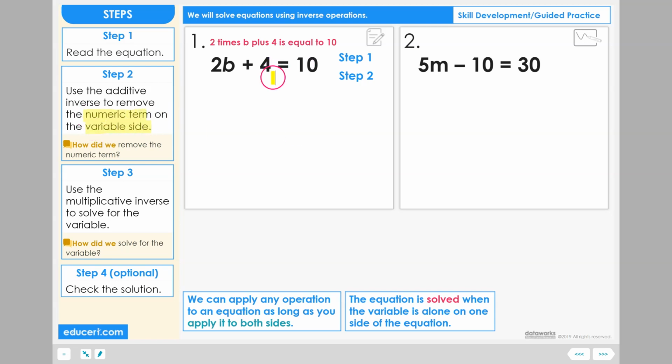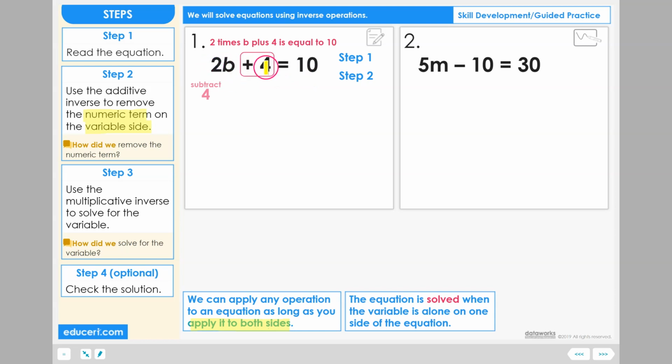So let's take a look. The variable side is the side that has the variable, which is 2 times b plus 4. The numeric term is the term that is just the number, no variable, which is the plus 4. And this is the first term we need to use an inverse operation on. The inverse of adding 4 is to subtract 4, and we need to make sure that we apply it to both sides to keep balance in the equation.